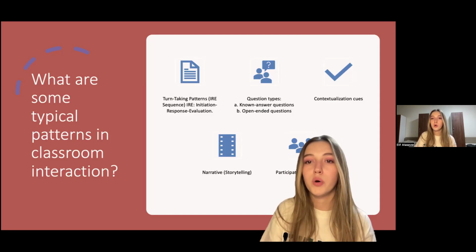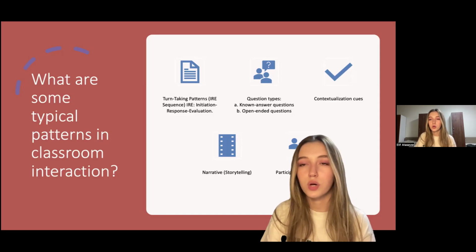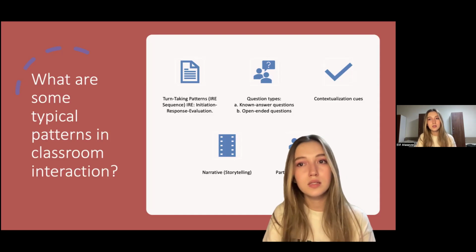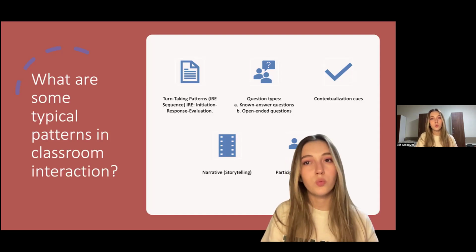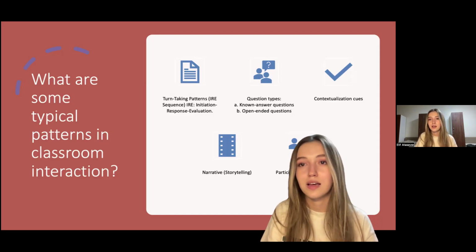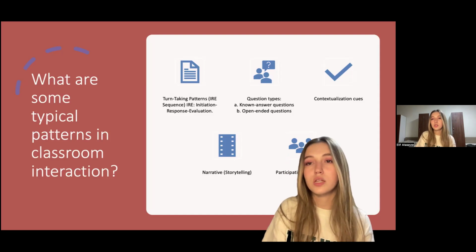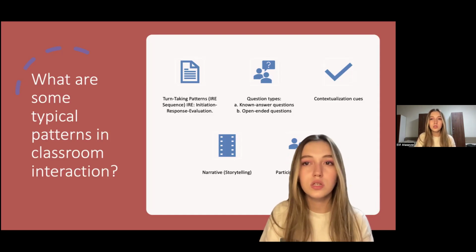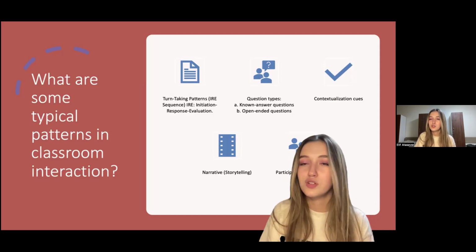And then we have question types. So we have known answer questions and open-ended questions. Known answer questions are like some tests, where there is only one correct answer, and if you choose the other answer, you're failing the test actually. And open-ended questions are mostly up to the students and up to teachers.